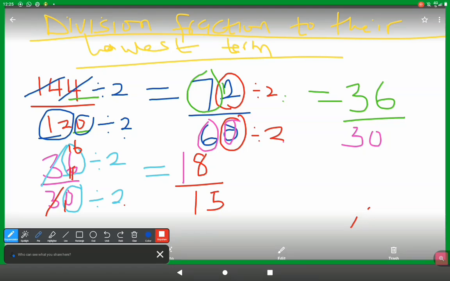Can 3 divide 18 and 15? Yes, it can divide it. But take note, before you can use 3 to divide a set of digits, you must make sure that the sum of the digits can be divided by 3. What do I mean by the sum of the digits? For you to know when to use 3 to divide, add the digits. If I add 1 and 8, I will get 9. Then 9 can be divided by 3. So that means 18 can be divided by 3. Now let's check the denominator. 1 plus 5 is 6. Then 6 can be divided by 3. So that means I can divide both 18 and 15 by 3.